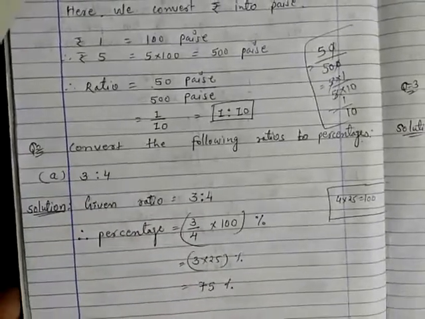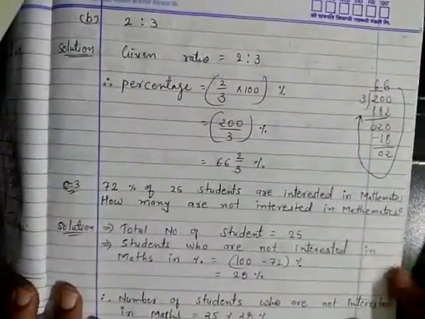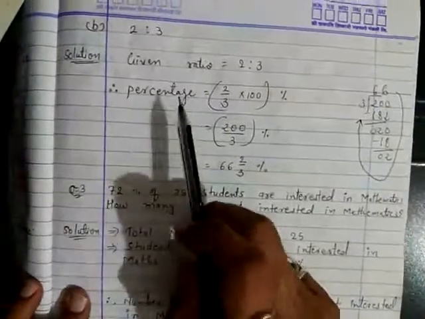75 percent. Understood? Now question number B. 2:3.